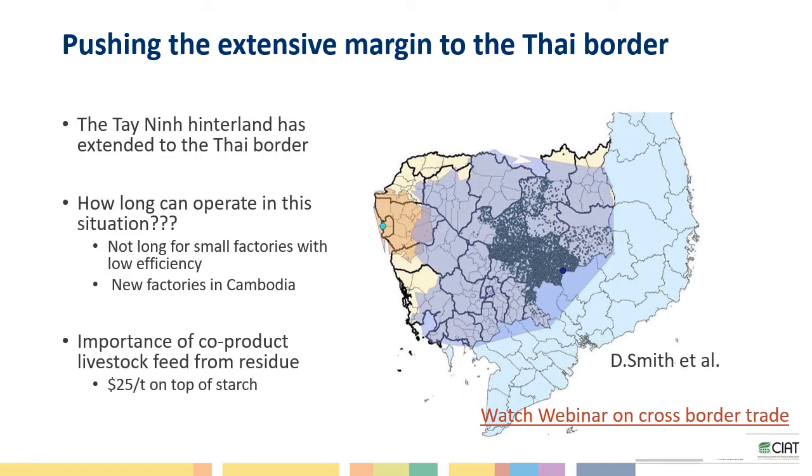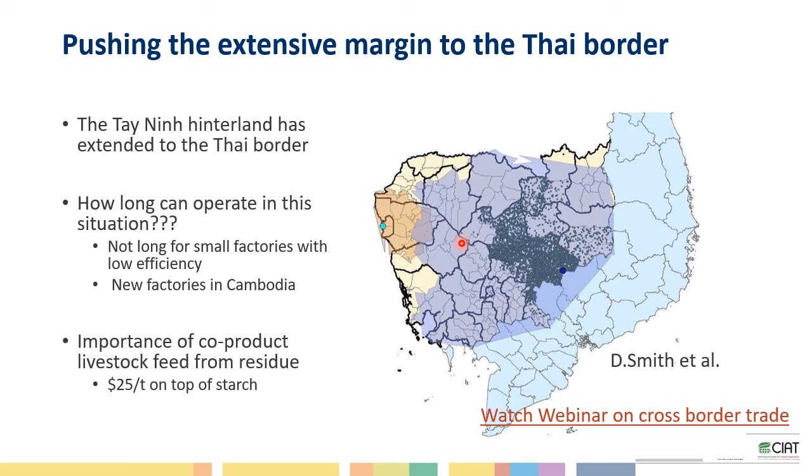The other thing this has meant is that to maintain your margin and process as close to full capacity, you've had to seek your feedstock from further afield. I remember when we did the initial household surveys, about here was where the fresh roots were going into Tay Ninh, and beyond that, these farmers were making dried chips. Now the traders are bringing roots from as far as the Thai border into Tay Ninh for processing.